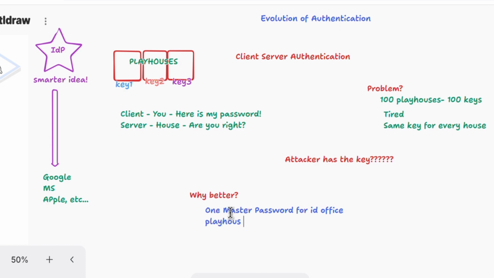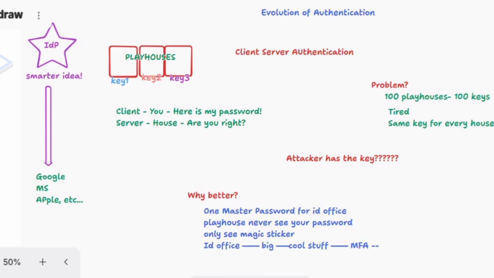Now you might be wondering, what if they see the magic sticker? So that is the token and it has some expiry time. So it is active for 10 or 15 or 20 minutes, and even if the attacker or the hacker gets it, he can barely do something. The last one, the extra locks. Since the ID office is a big strong building, they can add cool stuff like MFA, that's like a fingerprint scan or a secret code sent to your phone to make sure that it's really you.